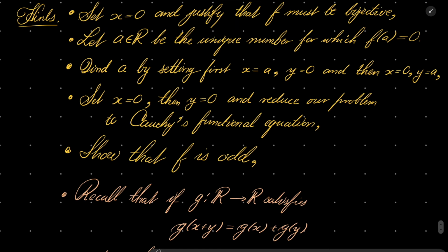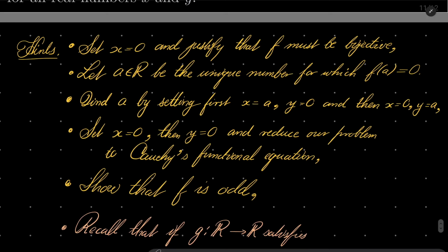Here are my hints. First, set x to be 0 and justify that our function f must be a bijection, which allows us to find the unique number a such that f of a equals 0. And then you can try to find the exact value of this number a by setting first x to be a and y to be 0, and then the other way around, x to be 0 and y equals a. After you find a, try setting x to be 0 and y to be 0, and try to reduce our problem to Cauchy functional equation, and along the way show that f is odd.